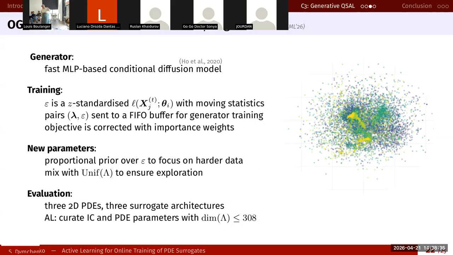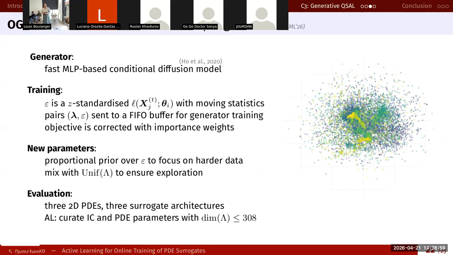I also forgot to say the point about the corrected objective. I will just quickly come back to that. So the same mode collapse that we've tried to mitigate with the uniform mixing in BREED, we can actually correct the objective of the neural network itself with importance weights.